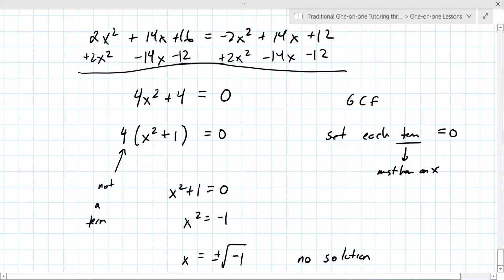Once you figure out there's no solution, you're done. You don't have to substitute back in for y. There's literally no solution, so there's nothing more to say. As a student, sometimes you think, wait, isn't there more to do? There is no more to do. You're completely done.